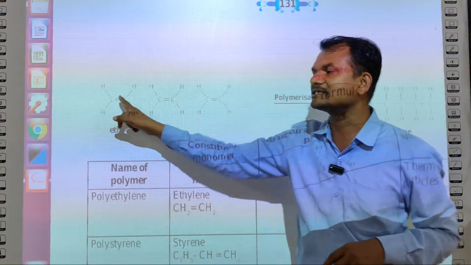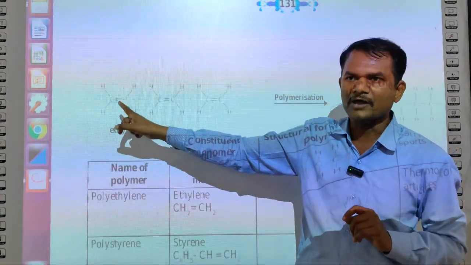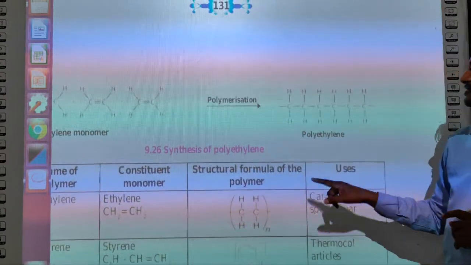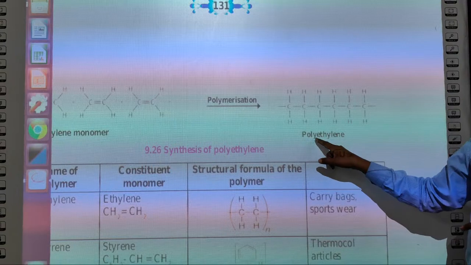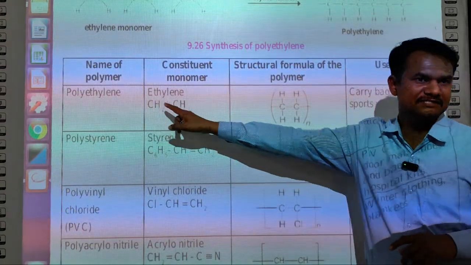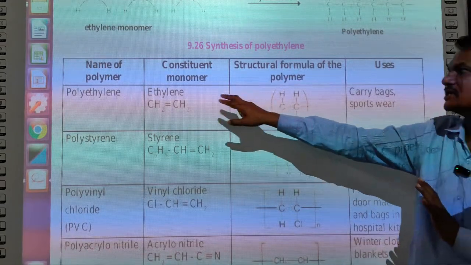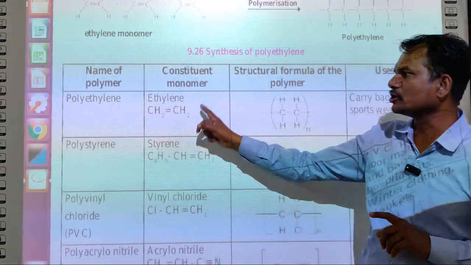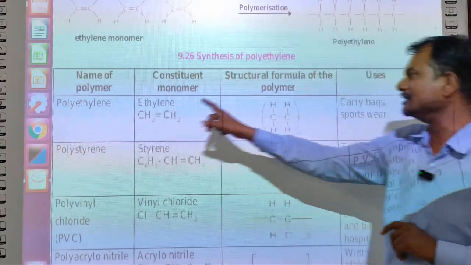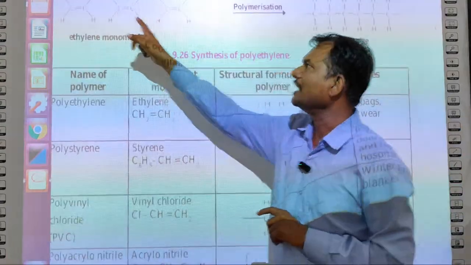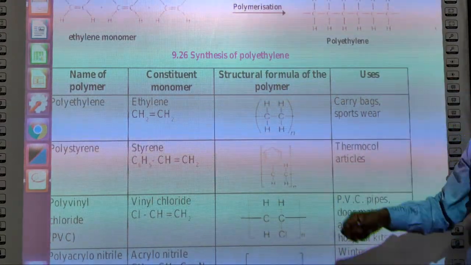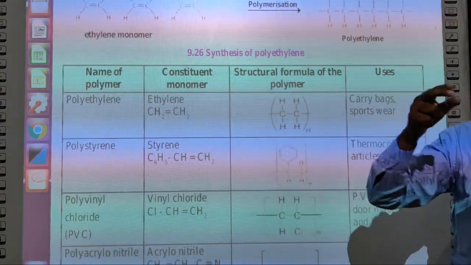Ethylene is there. What is this? Ethylene is a common name and ethene is the IUPAC name. Regular repetition of this ethylene is called polymerization, and this will form polyethylene, which is used for carry bags and sportswear. They are macromolecules. Ethylene is the constituent monomer. Repetition of this monomer forms polyethene. In polyethene, the double bond is removed and a single bond is formed to connect one carbon atom to the next or adjacent carbon atom. So a C single bond will form.